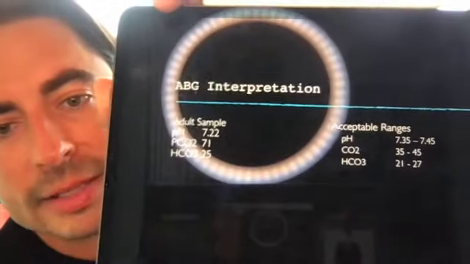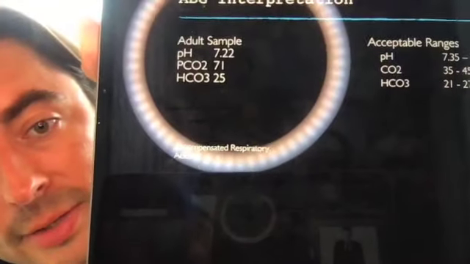Lastly, looking at all three, 7.22, 71, and 25, not all of these are out of range. The bicarb is within the acceptable range at 25. So in this case, I have an uncompensated respiratory acidosis. That's what the answer key tells me. All right, I think I have just two more blood gases before we finish up here.